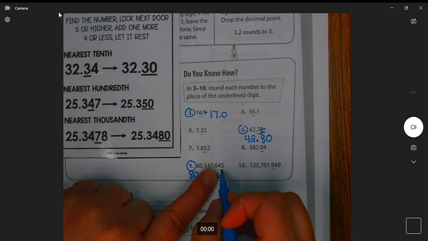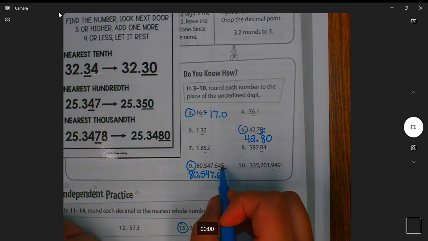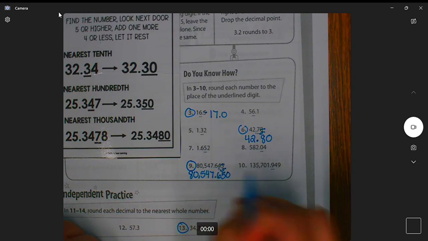So, found it, look next door. 5, is it higher or lower than 4? Right, it's higher. 5 or higher, add 1 more. So this 4 will add another one. It becomes a, yep, and just as always, I can put a 0 if I need it.